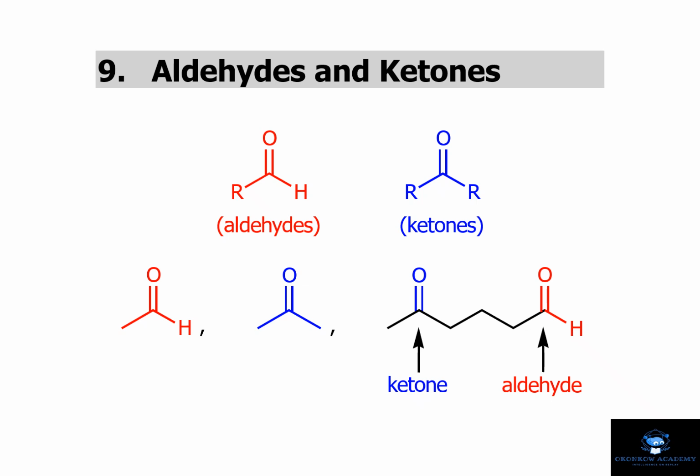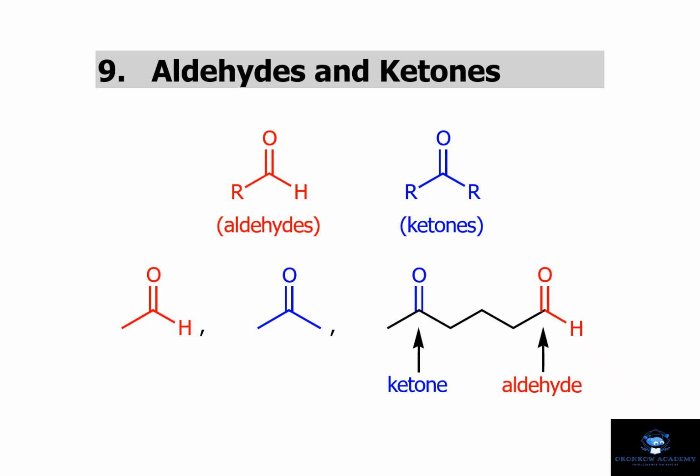Aldehydes and ketones. These are their structures, some of them. Both aldehydes and ketones contain the carbonyl group, a carbon double bonded to oxygen. In an aldehyde, the carbonyl carbon is bonded to at least one hydrogen, so the general structure is R-CHO. In a ketone, the carbonyl carbon is bonded to two carbon groups.